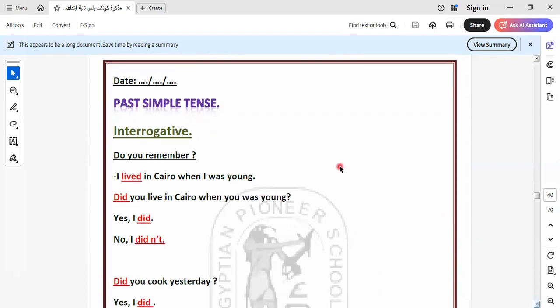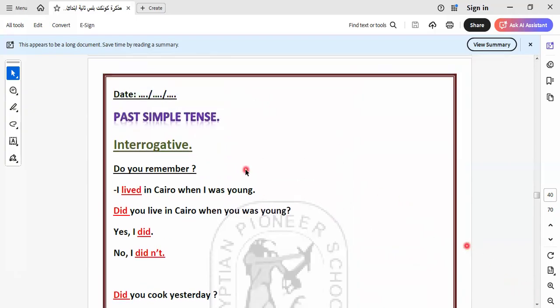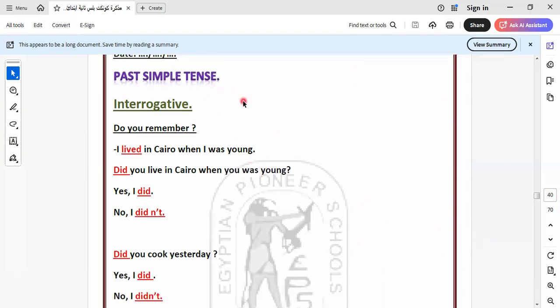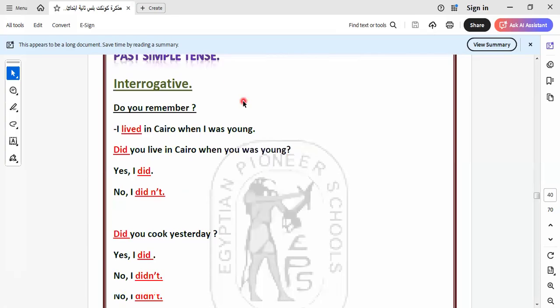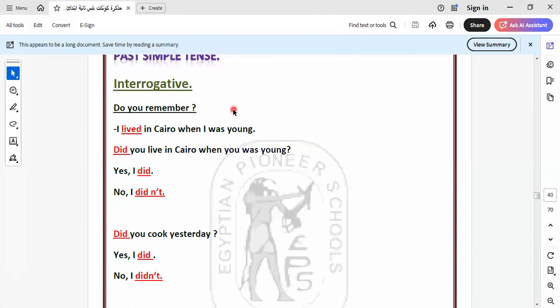We use the past simple tense to describe an action that happened and ended in the past, as we know. I would like to say that I have videos about the past simple tense, and I explained it several times. You can return to the videos and revise what I told before. So here, past simple tense. We use the past simple tense for what? To express something that happened and ended in the past.